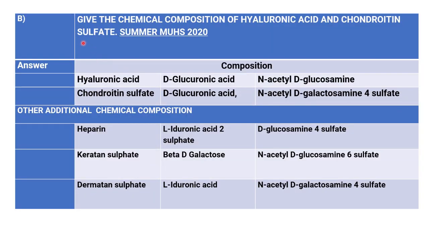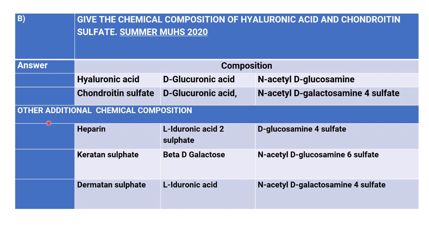Next one is, give the chemical composition of hyaluronic acid and chondroitin sulfate. They have asked only the chemical composition. For hyaluronic acid, the chemical composition is D-glucuronic acid and N-acetyl D-glucosamine. For chondroitin sulfate, the composition is D-glucuronic acid and N-acetyl D-galactosamine 4-sulfate. So this was asked for 2 marks.